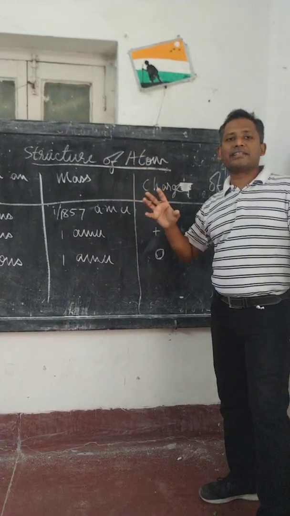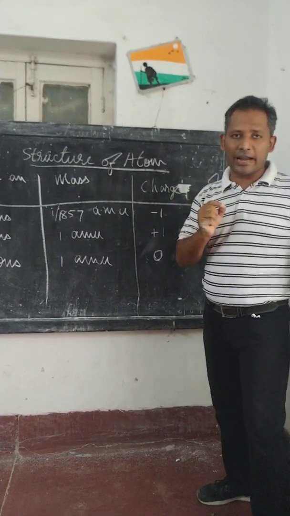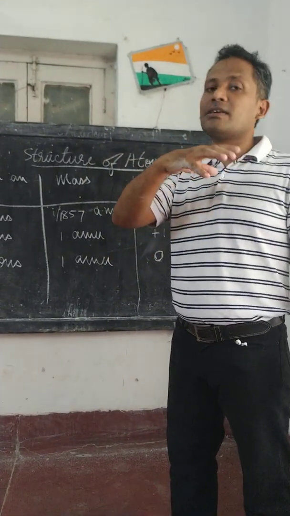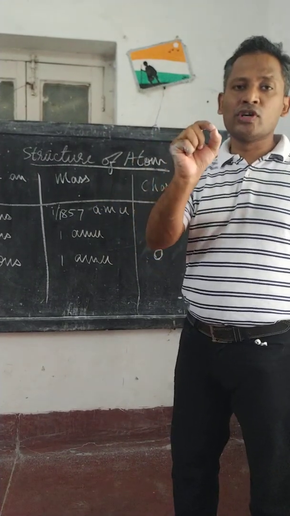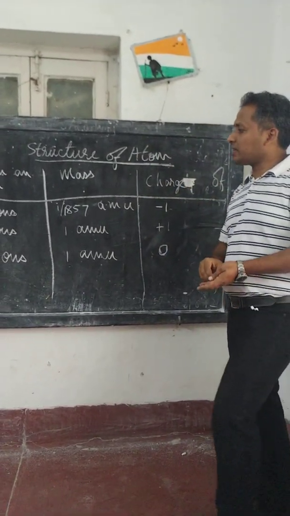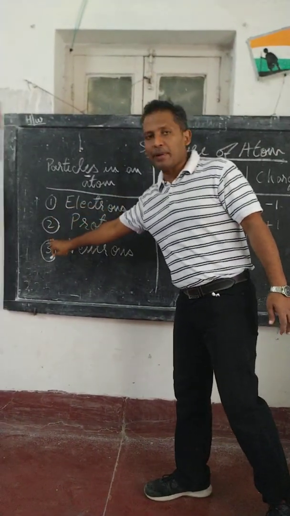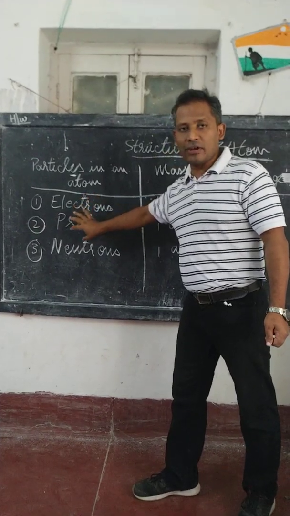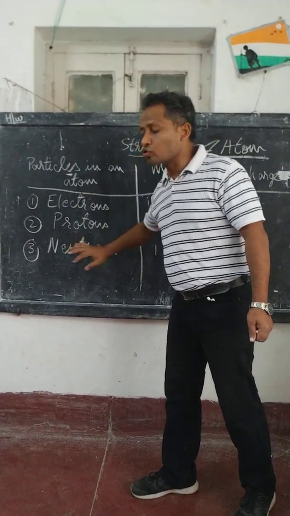Now all this matter is made up of tiny particles called atom. Atom can be defined as the smallest particle which makes matter. Now inside an atom there are three particles. First we have the electrons, then we have the protons, and then we have the neutrons.